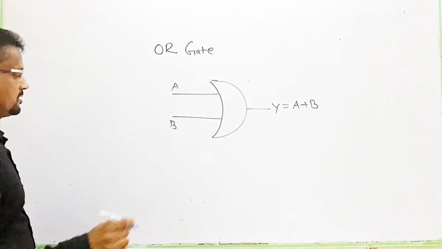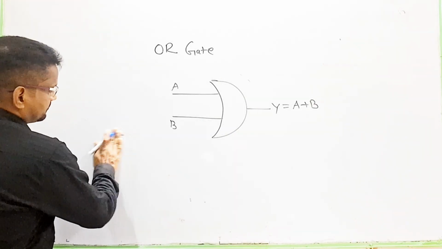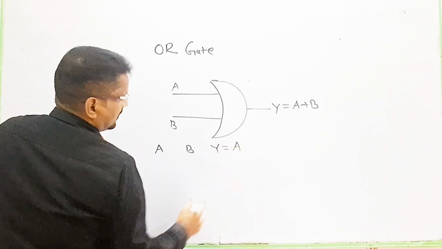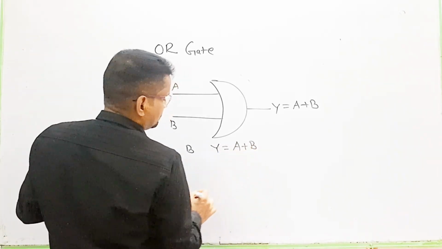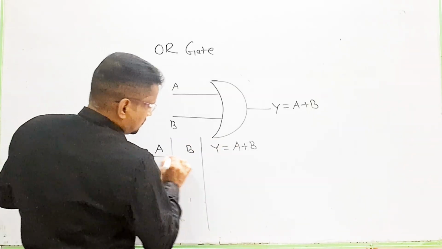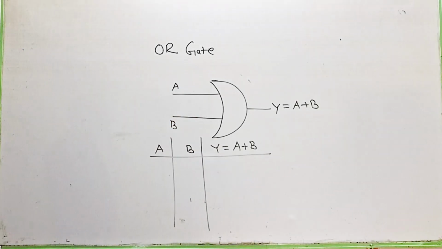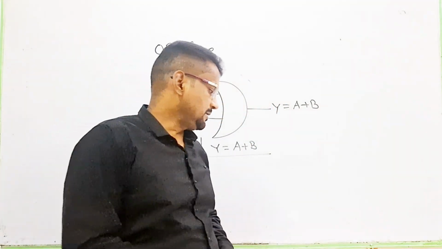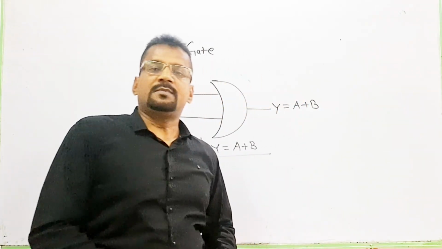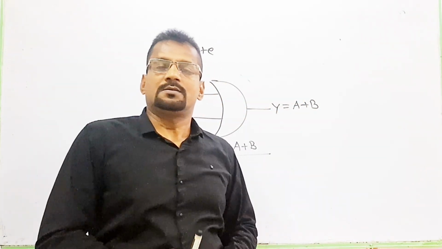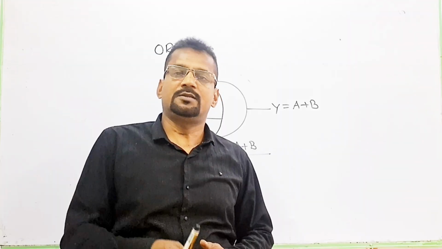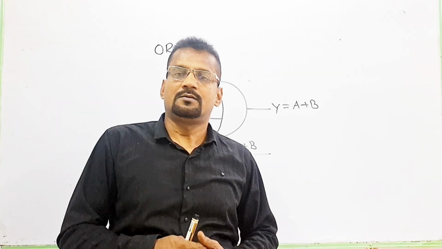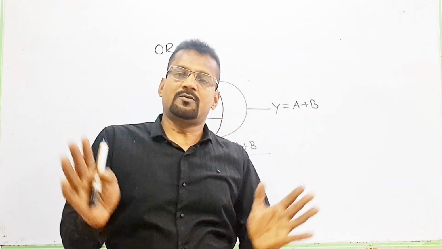Now you see the truth table for the OR gate: A, B, and Y equals A plus B. Again, let me give some examples. If I say 3 is a prime number or the sun rises in the west, my statement is true. If I say the sun rises in the east or 3 is greater than 7, then also my compound statement is true.